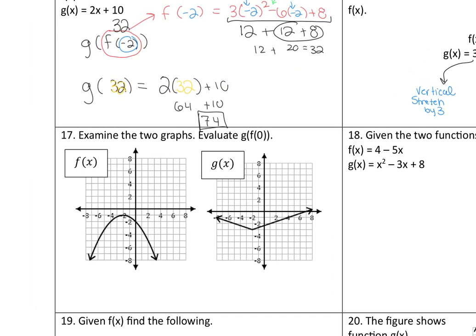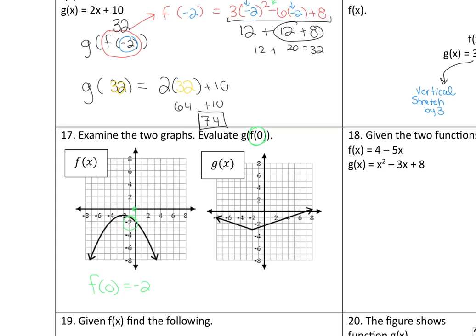Okay, let's do 17. 17 says it wants g of f of 0. I'm going to start on the inside with f. So I need to go to the f graph and find 0. And then I go down to the graph and find the y value. So f of 0 equals negative 2.